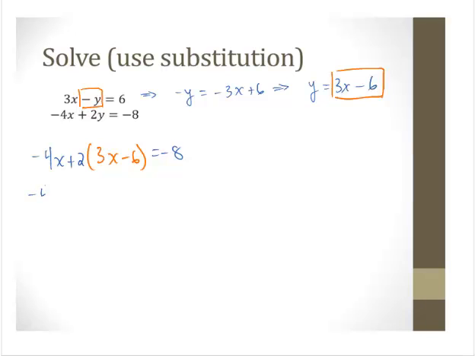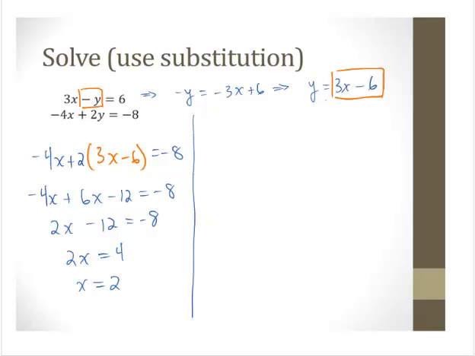Applying the distributive property, negative 4x plus 6x minus 12 is negative 8. Combining like terms, 2x minus 12 is negative 8. Adding 12 to both sides, 2x is 4, and dividing by 2, x is equal to 2. We have the value for x.